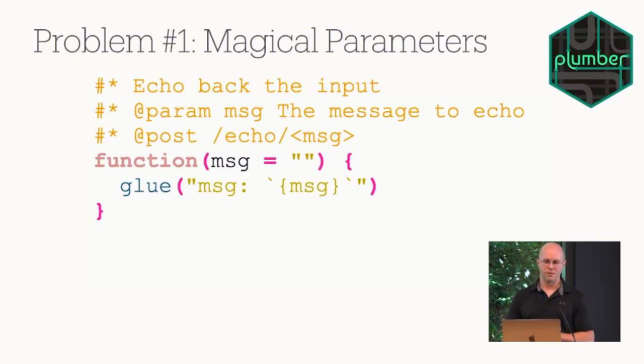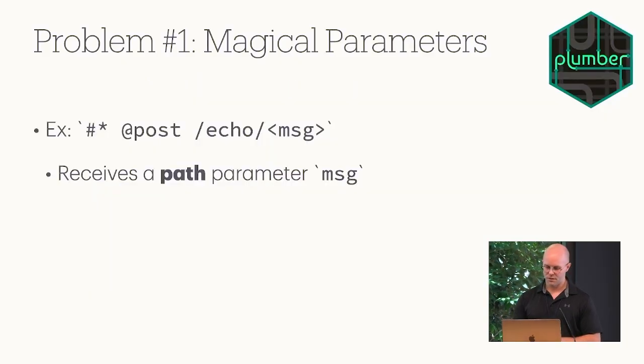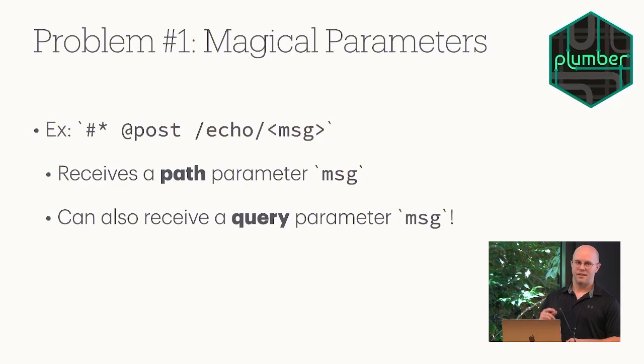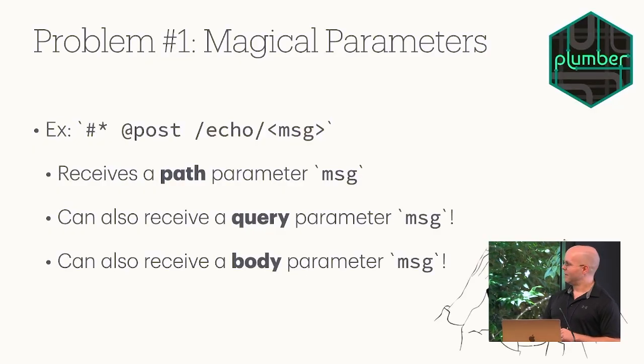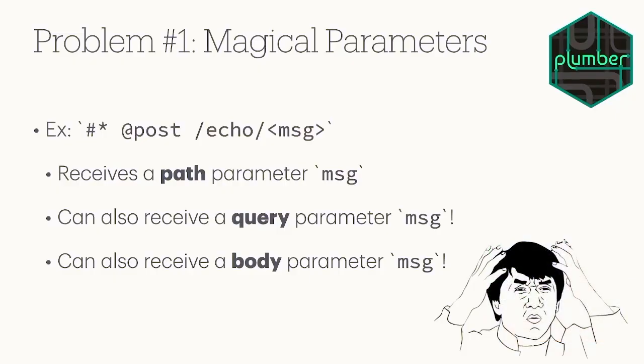Doesn't seem like it would be too controversial, but there actually is a lot of controversy behind it. So let's say I was going to make a post to that path, and it's echo/my message. Cool. It receives a path parameter of message. Did you also know that you could do a query parameter and say msg equals Barret, which is not my message? And you can also do a body parameter message, which is not either Barret or my message. It's something else completely different.